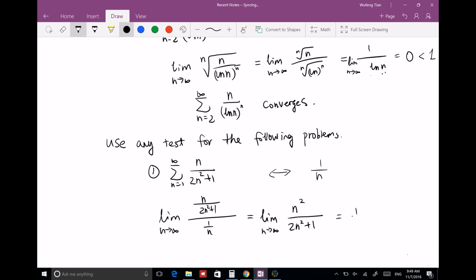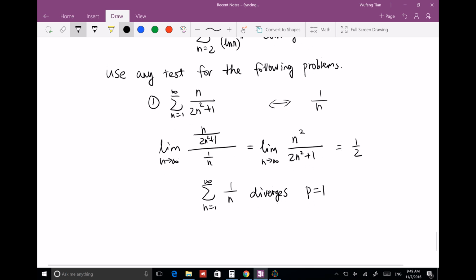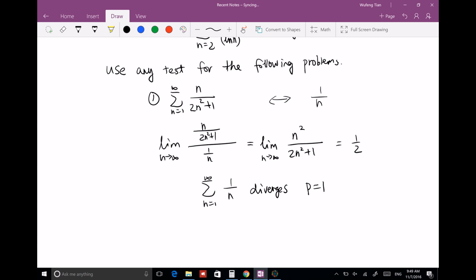1/2. And the series 1 over n, does it diverge or converge? Diverge. Why? P-series, p equals 1, diverges. Perfect. So this is the p-series, it diverges. Since the series n from 1 to infinity of 1 over n diverges, what about the original series itself? It also diverges. Perfect. Very good. Okay, this one also diverges.